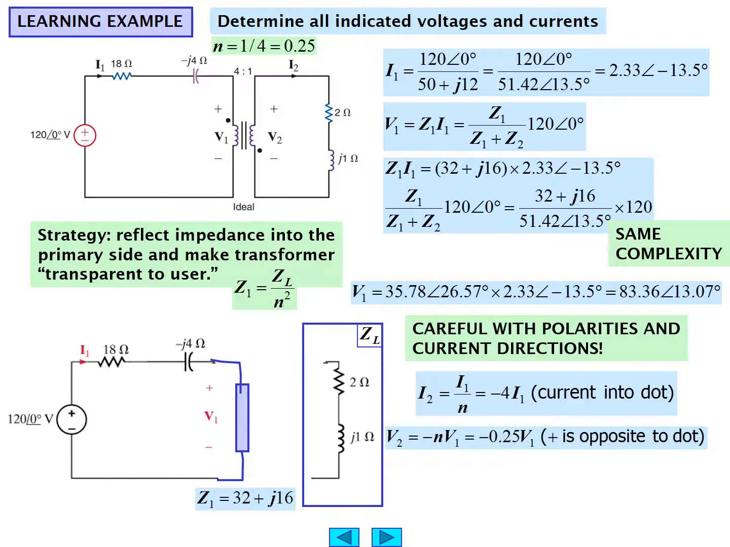So V2 then, the secondary voltage, which we're asked to find, is minus N times V1 because of the dot, or if you will, minus 0.25 times V1, and that's because the plus sign is opposite then. The plus sign is part of the problem solution for V2, but it's opposite to the dot. So we end up with minus 0.25 times V1, and we have to take that into account when we do the calculations.